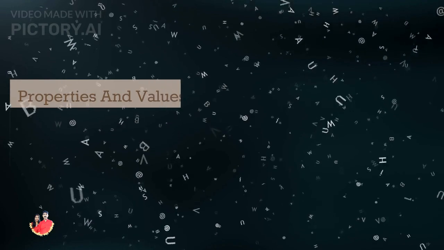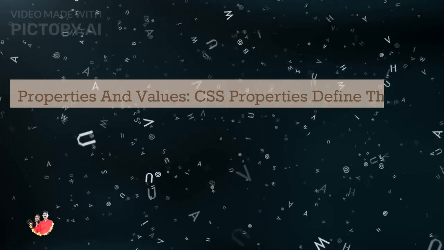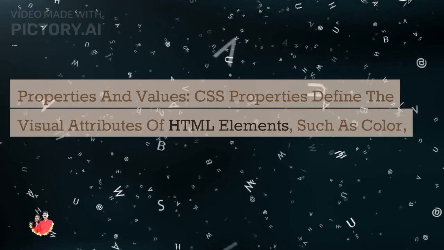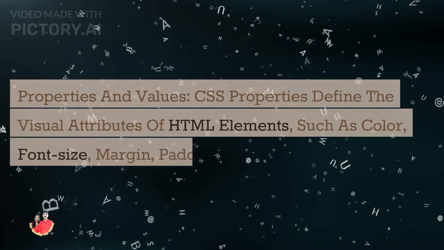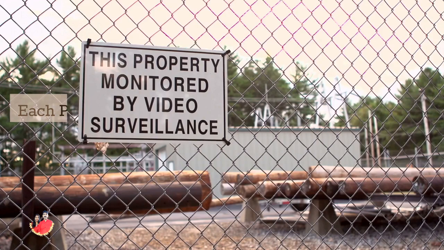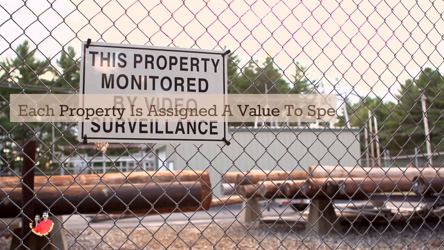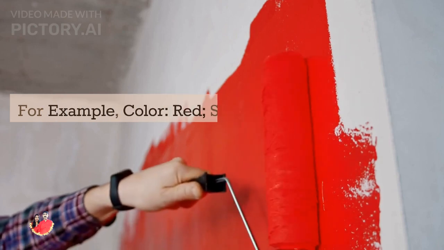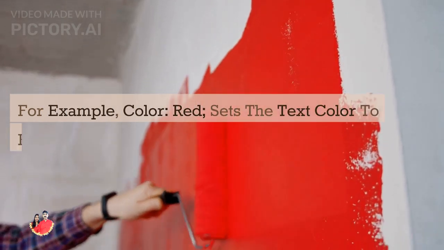Properties and values. CSS properties define the visual attributes of HTML elements, such as color, font size, margin, padding, and background. Each property is assigned a value to specify the desired appearance. For example, color: red; sets the text color to red.